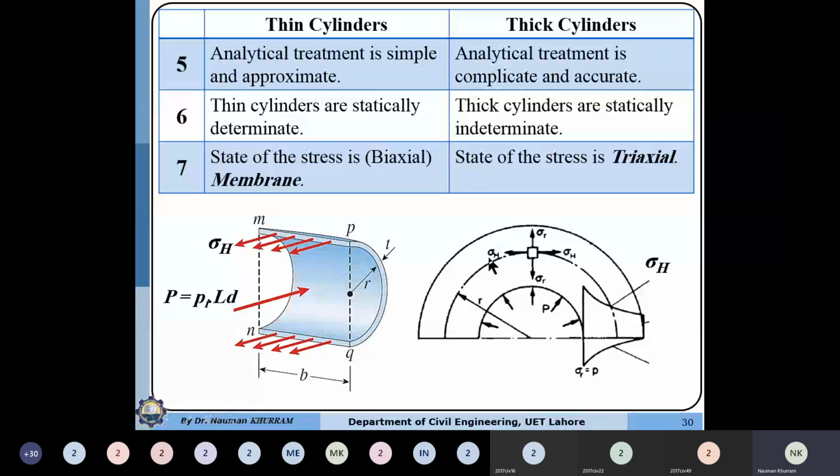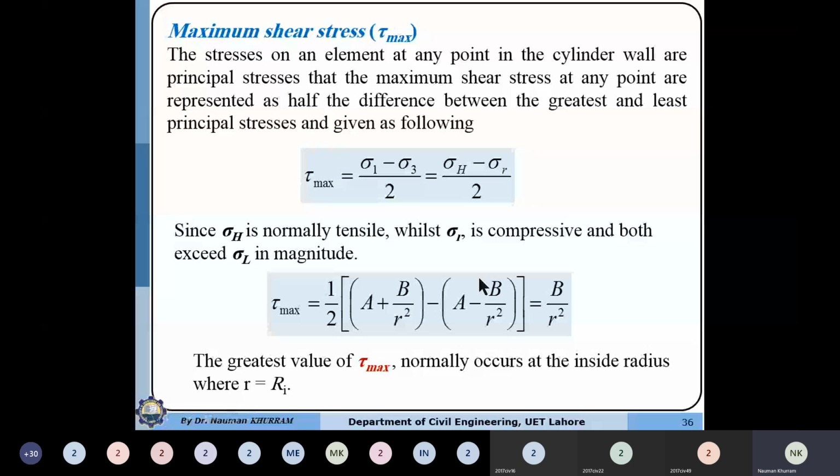Hoop stresses are along the circumference, radial stresses along the radius. Longitudinal stresses are acting in the out-of-plane direction. So here, hoop stresses at any circumference act perpendicular to the surface. So I will stop here. Maybe next time I will discuss the assumptions and we will solve some problems related to the thick cylinder.